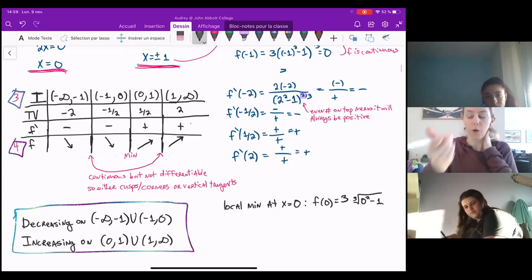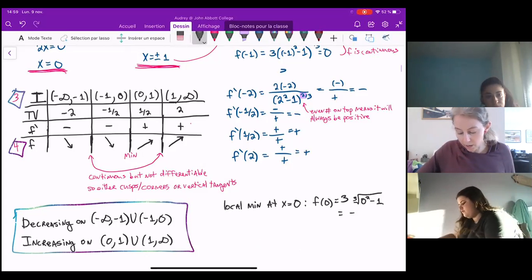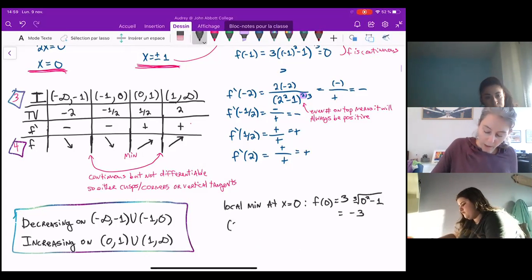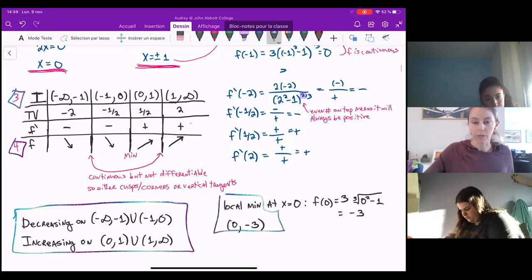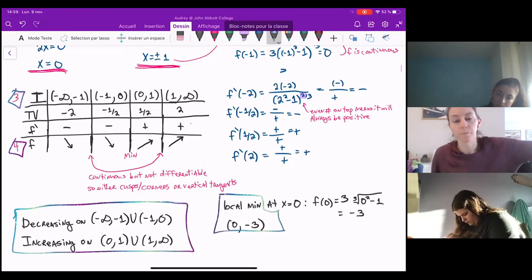Anyone? You got it, Dean. It's negative 1. So this is actually negative 3. So my local min is at 0, negative 3. So I can easily know that it's negative 1. Remember, cubed roots are asking me, what do I multiply by itself 3 times to get negative 1? And the answer is negative 1.